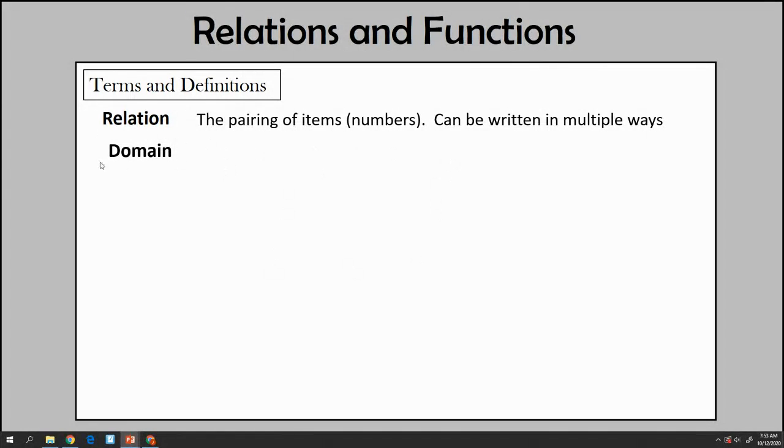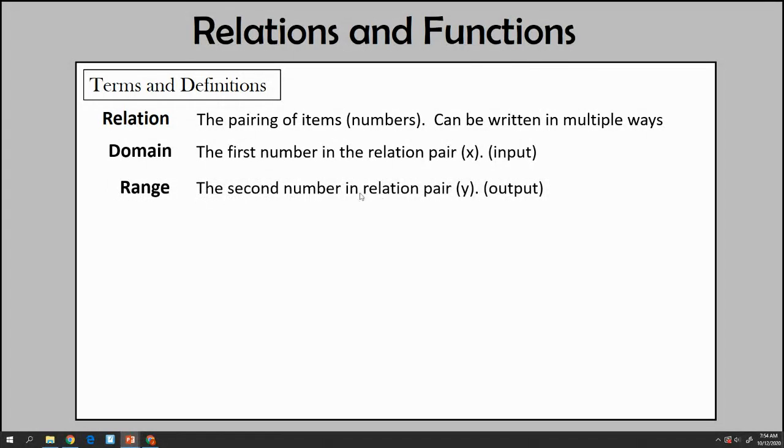Okay, one of the first things we work with is domain. All right, when we're given a relation, we're going to be asked to name the domain. So the domain is simply the first number in the relation pair. Generally, when we write relations, we think of them as ordered pairs. So it would be the x value in the ordered pair, or the input value if we were looking at a function. Okay, the range of a relation is the output. It's the second number in the relation pair, or what we call the y, typically, in an ordered pair.